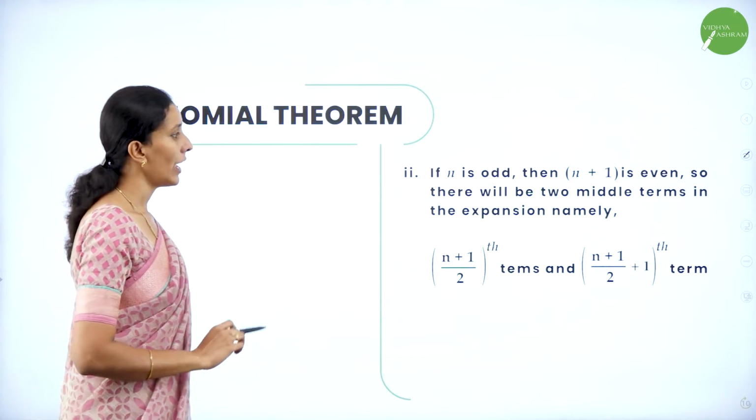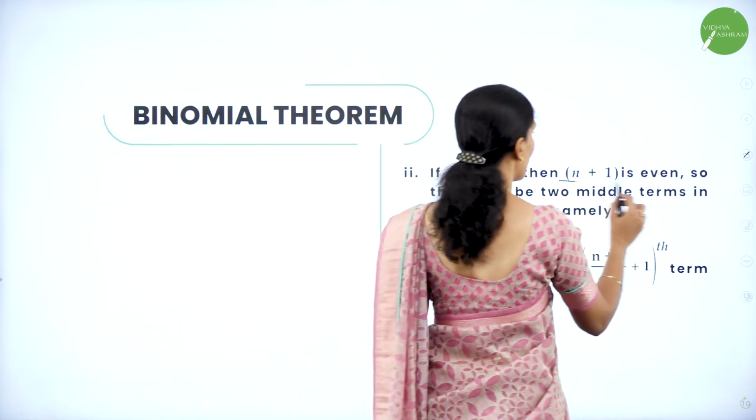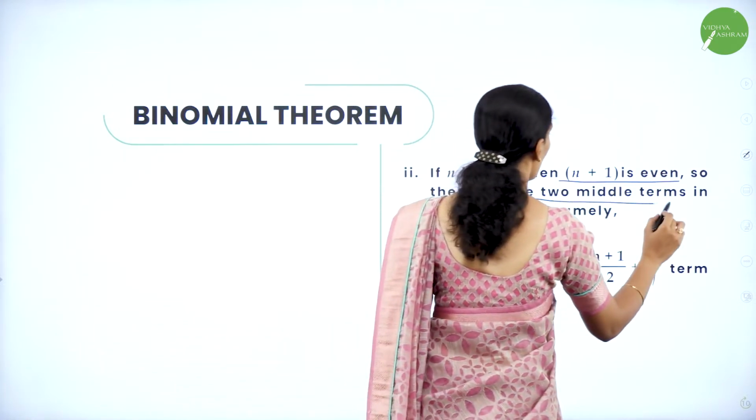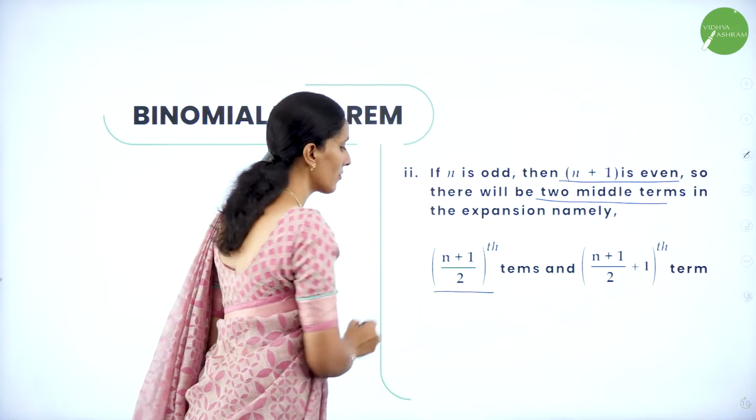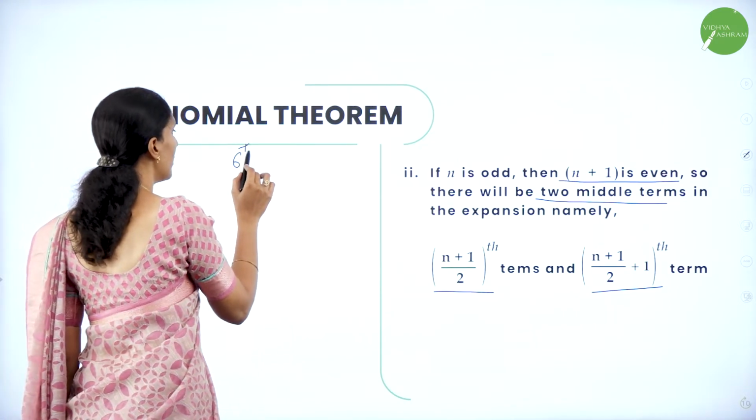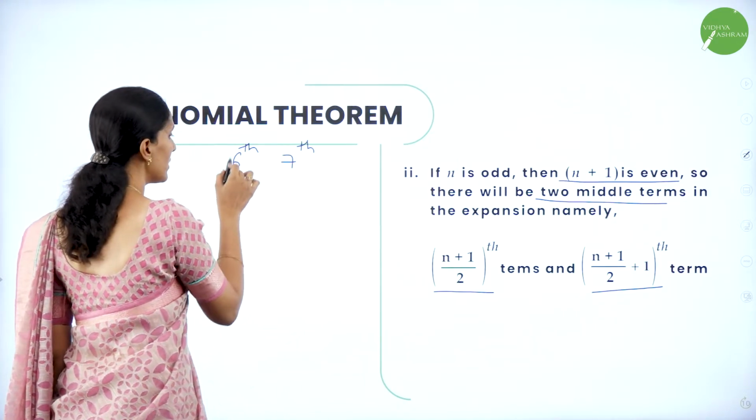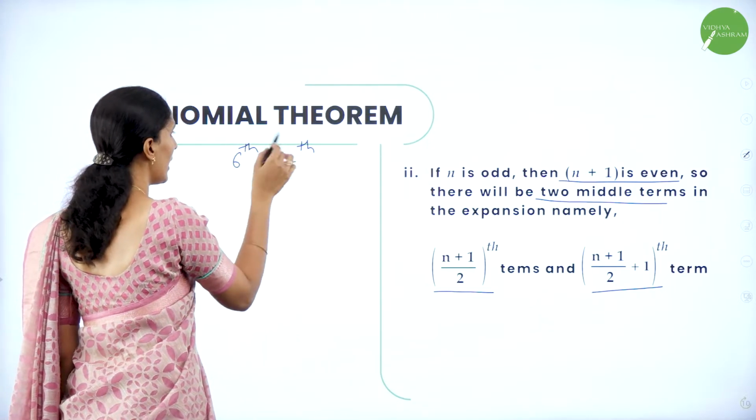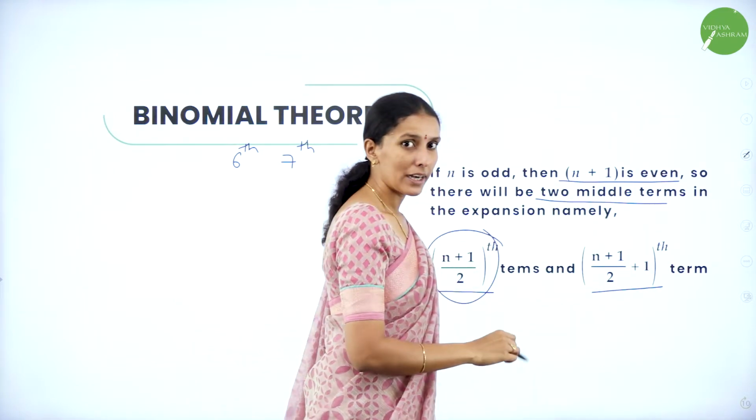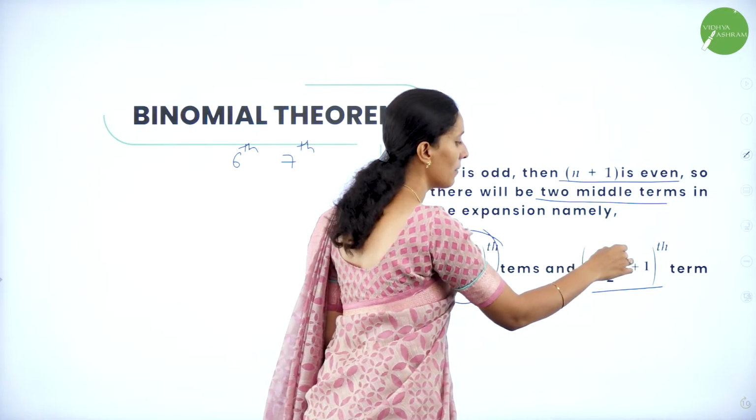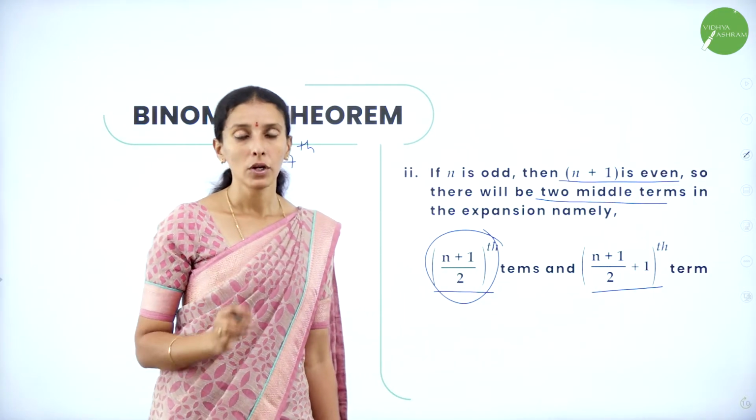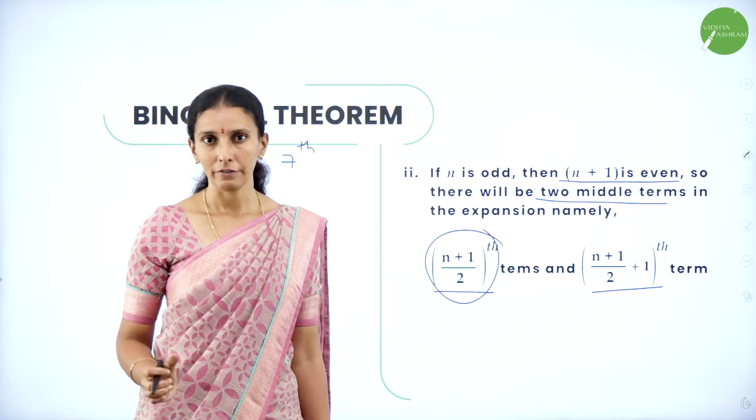So if n is odd, then n plus 1 is even. So we will be having 2 middle terms, as I said. How we will write this? N plus 1 by 2, n plus 1 by 2 plus 1. Why? If it is 6th one, then it is 7. So if this is n plus 1 by 2, the next one is plus 1. So if this is the 6th term, then 7th term can be written as 6 plus 1. So it will be n plus 1 by 2 plus 1th term. So this is how we will decide the middle term whenever n is odd and whenever n is even.